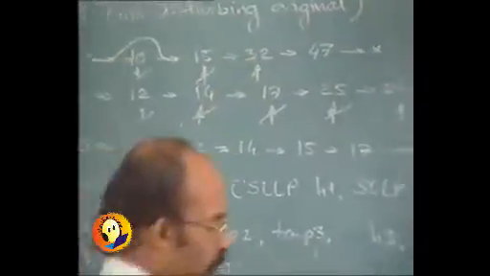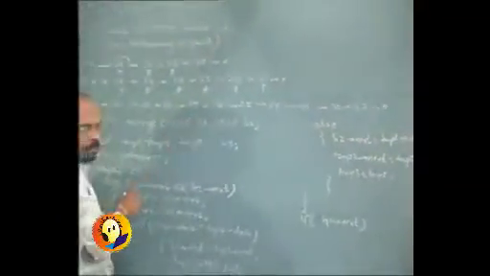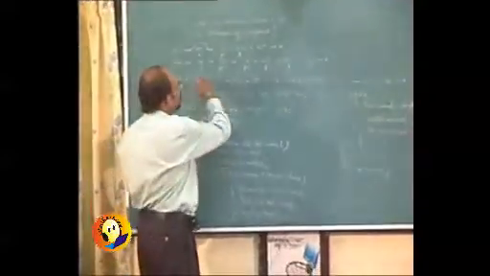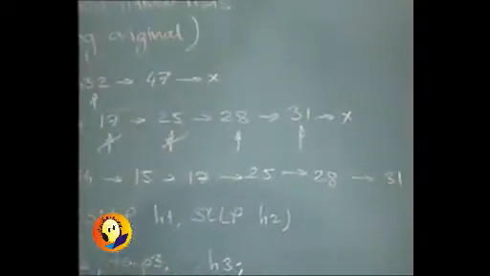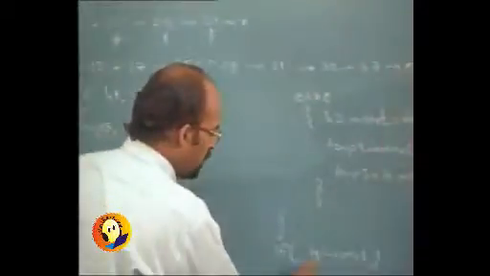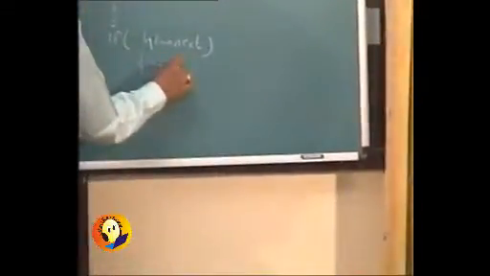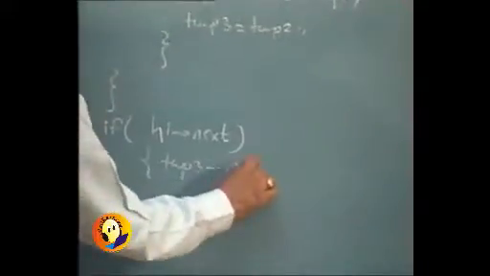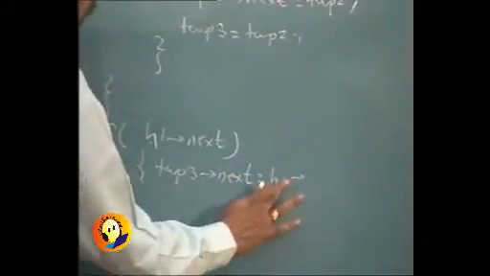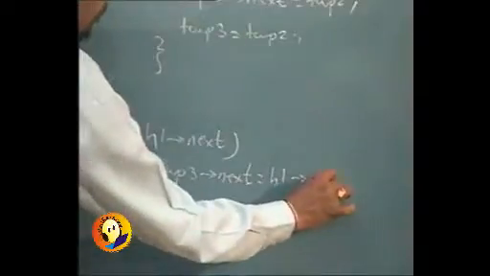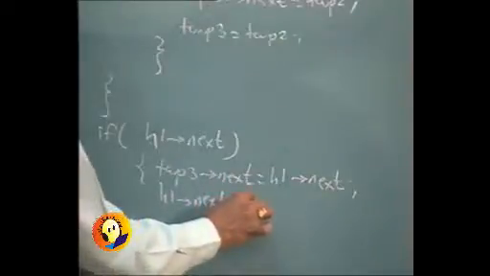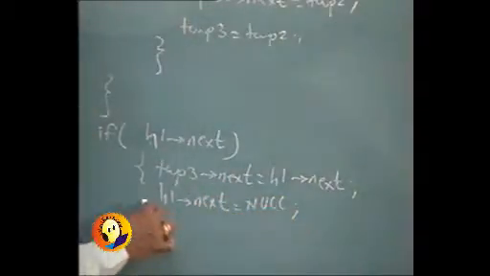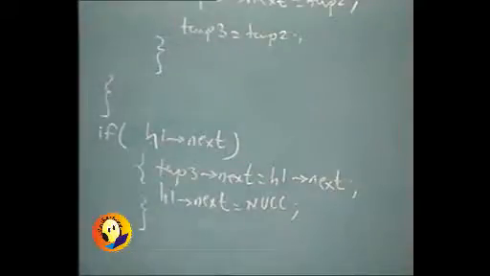Now what we do, we will not delete each node and copy. Instead, I will simply set that 31 arrow next should directly go to 32, because the rest is already connected. That's why there will not be a while loop here. Instead, there will be a single statement. Temp3 arrow next equal to h1 arrow next, and h1 arrow next should be set to null, because we have detached it.